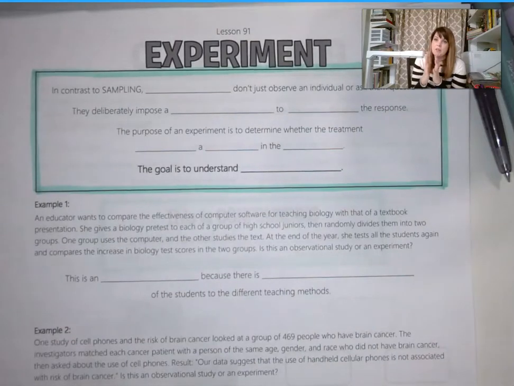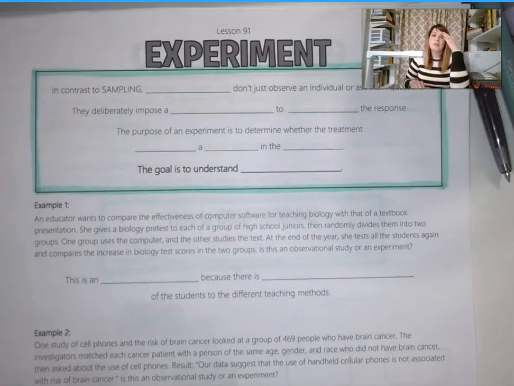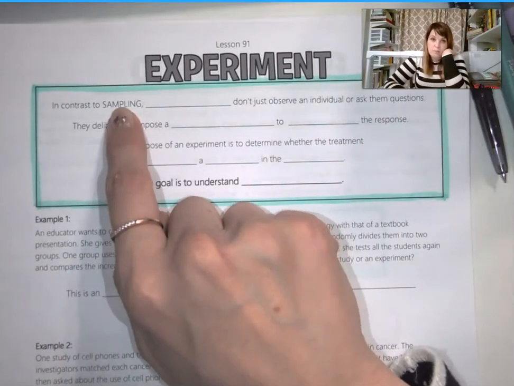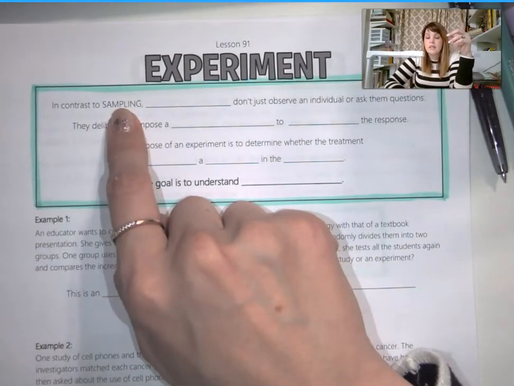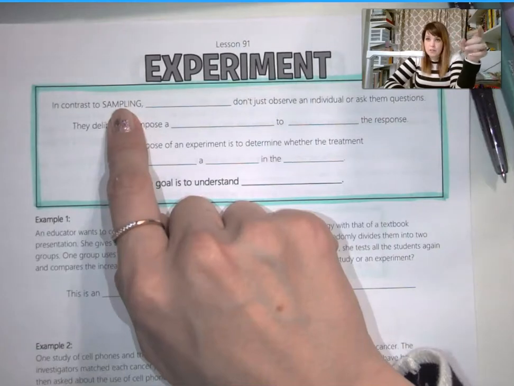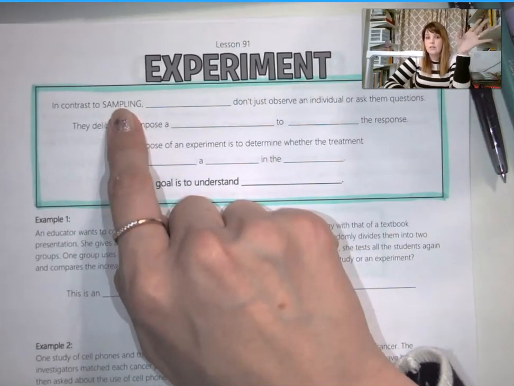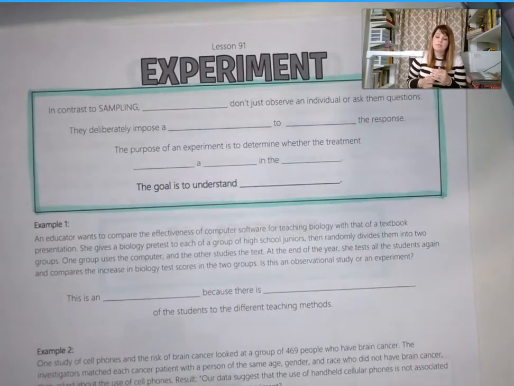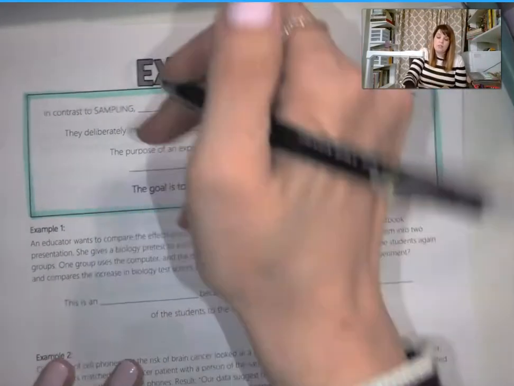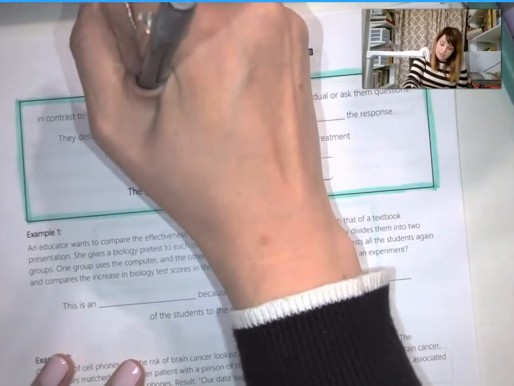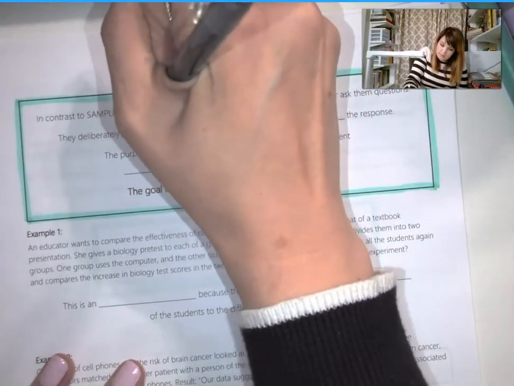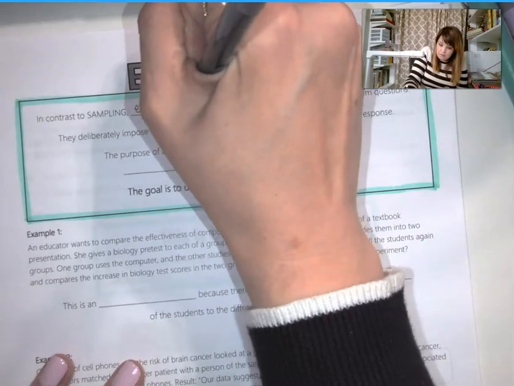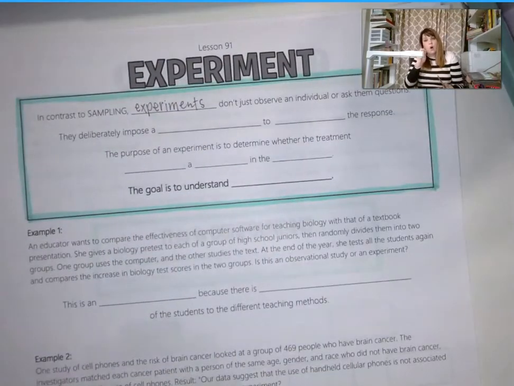experiment, like the fundamental difference between an experiment and an observational study. So, in contrast to sampling, now remember, sampling refers to taking a sample survey, so asking people questions or observing what people do. So, in contrast to sampling, experiments don't just observe individuals or ask them questions. Experiments don't just watch or ask.